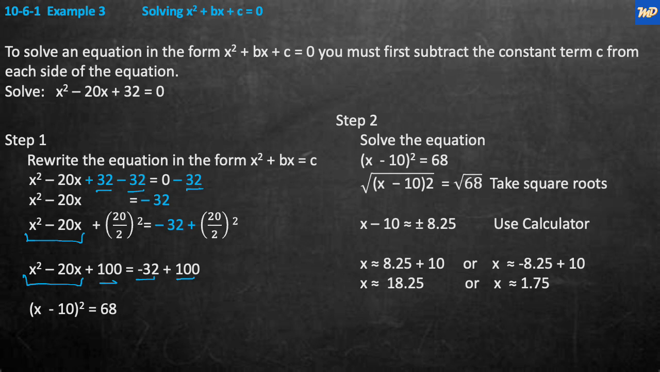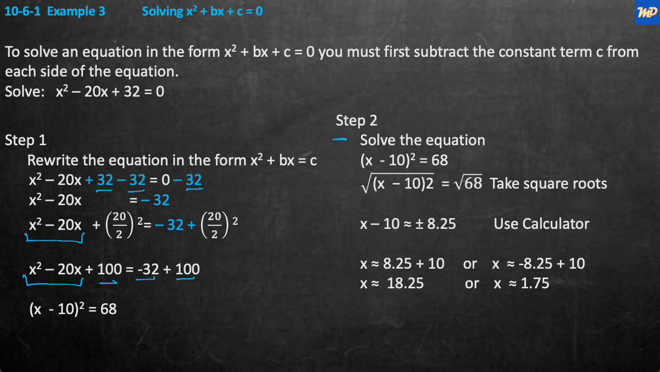It's 68. So now we're going to take the square root of both sides, solving the equation. So you have x minus 10 squared is equal to 68. So we're going to take the square root of both sides, and we're going to end up with x minus 10 equals plus or minus 8.25, because you can use your calculator to get the square root.